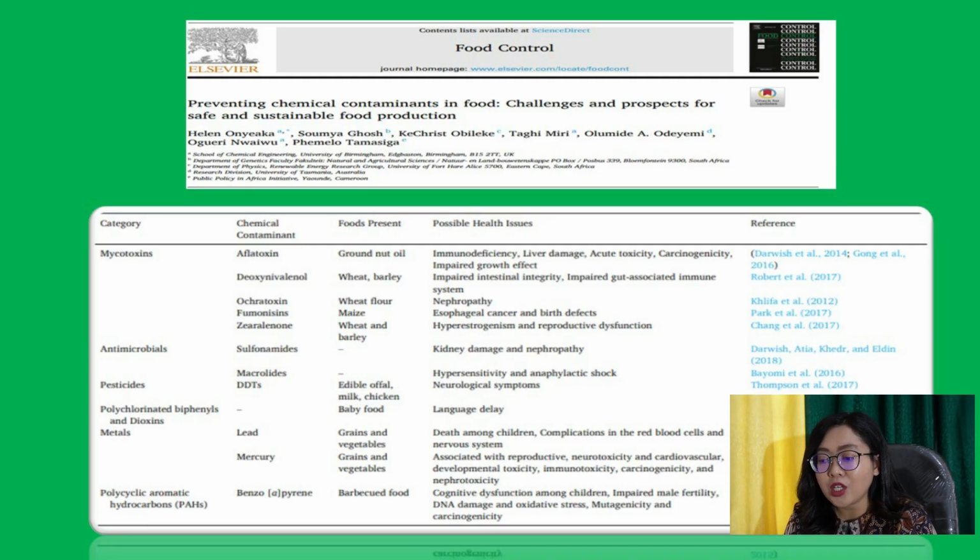The next one is polycyclic aromatic hydrocarbons, usually found in barbecued food. You know, people really like to eat barbecue, and they found benzopyrene in barbecued food that may cause cognitive dysfunction among children, impaired male fertility, DNA damage, oxidative stress, mutagenicity, and also carcinogenicity.